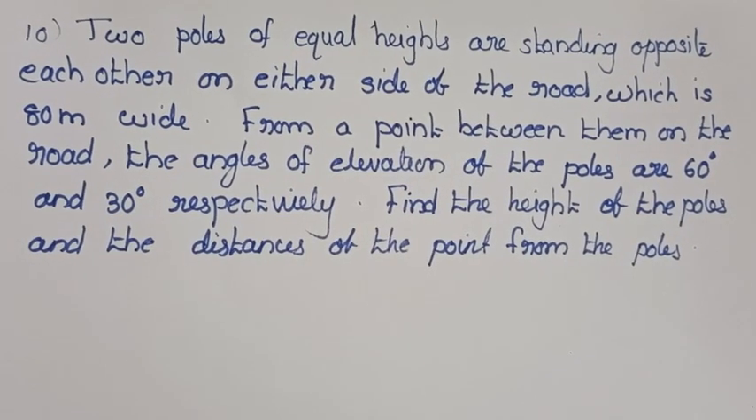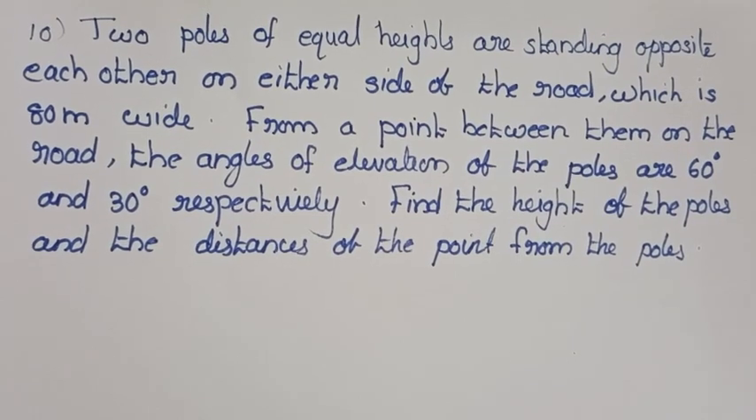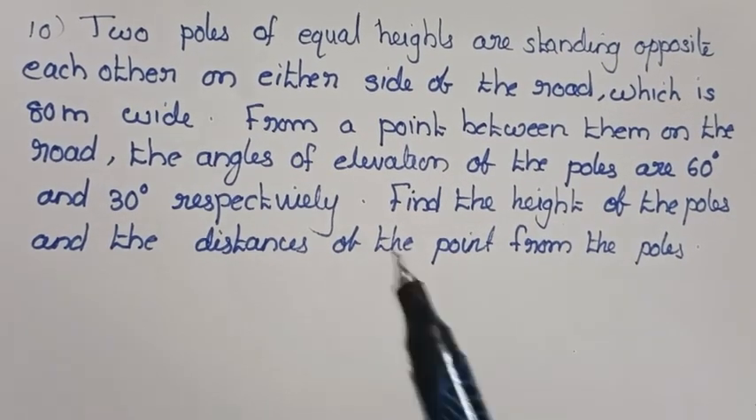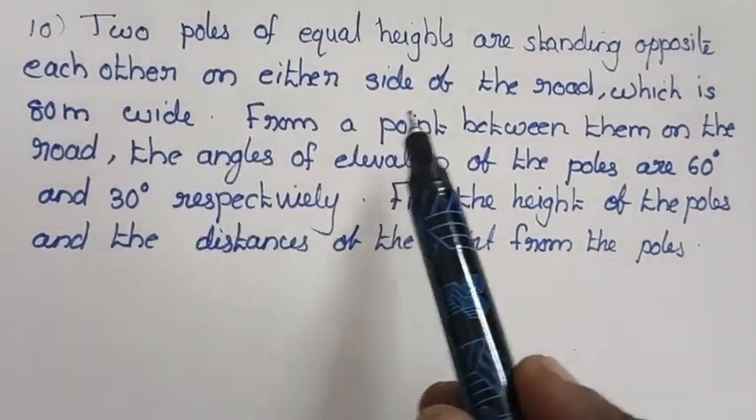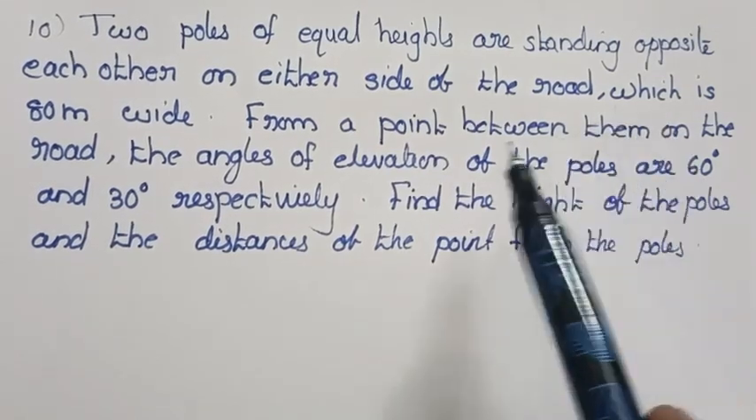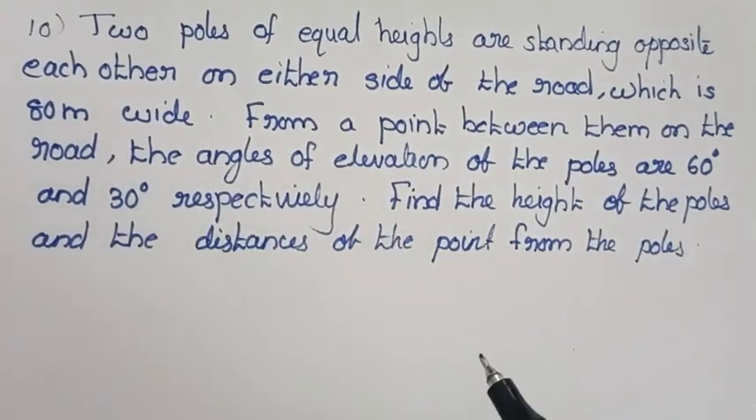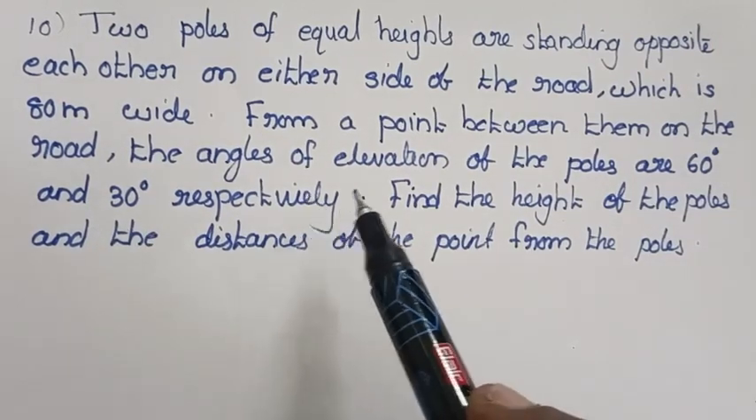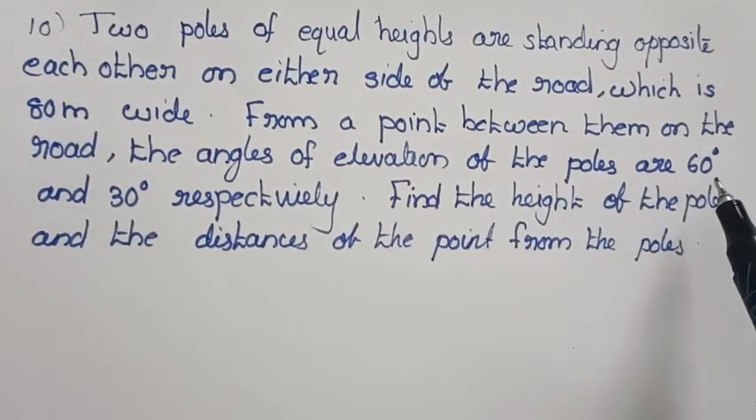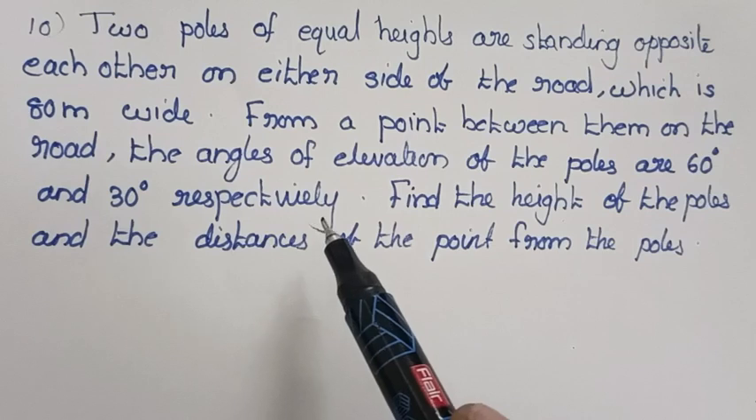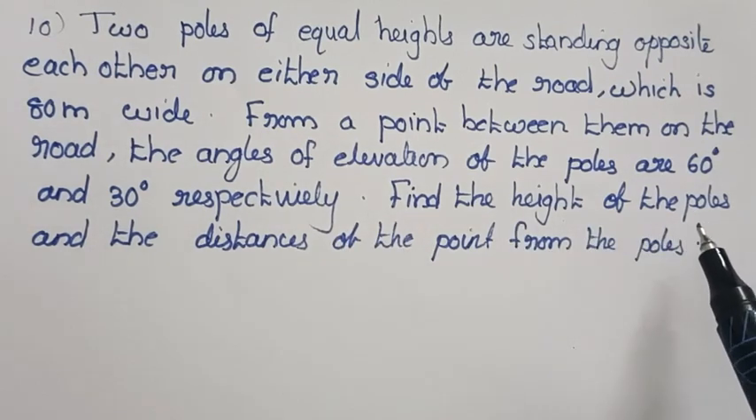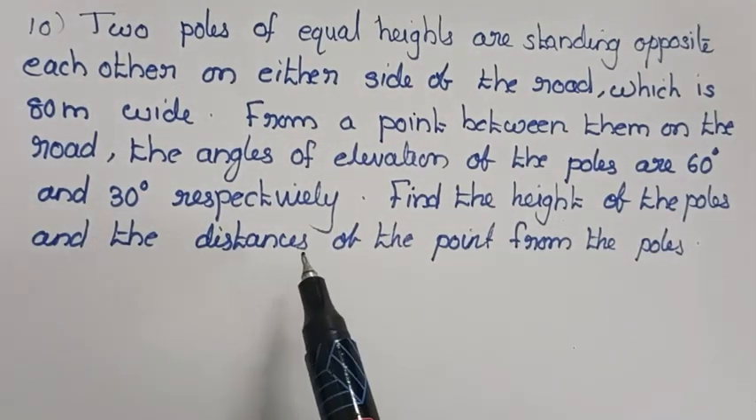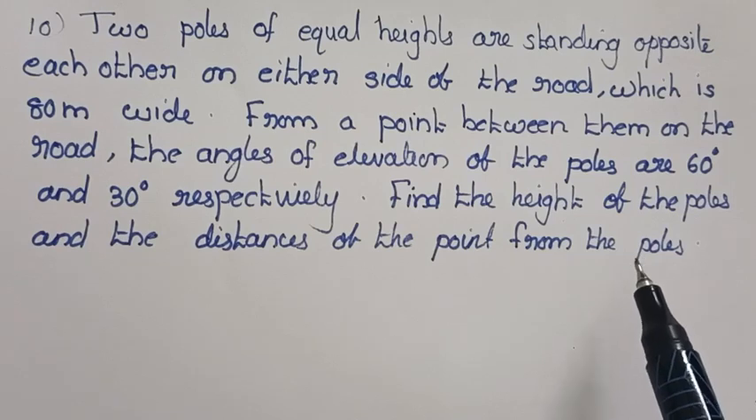10th question. Two poles of equal heights are standing opposite each other on either side of the road, which is 80 meters wide. From a point between them on the road, the angles of elevation of the poles are 60 degrees and 30 degrees respectively. Find the height of the poles and the distance of the point from the poles.